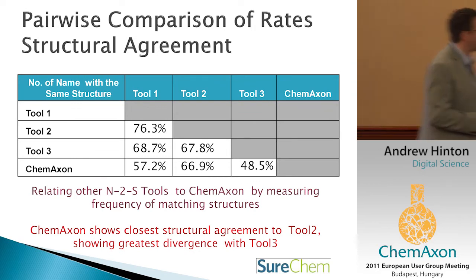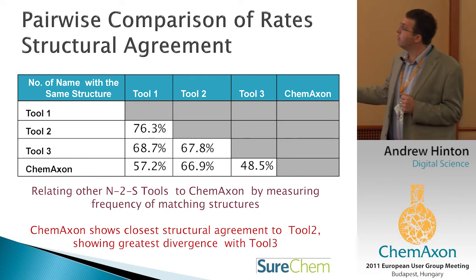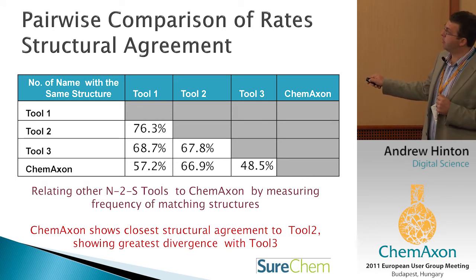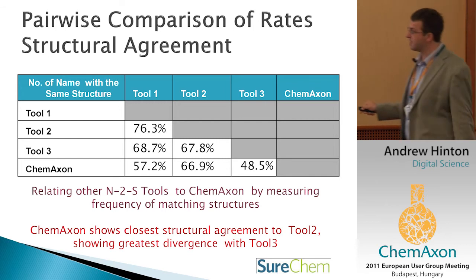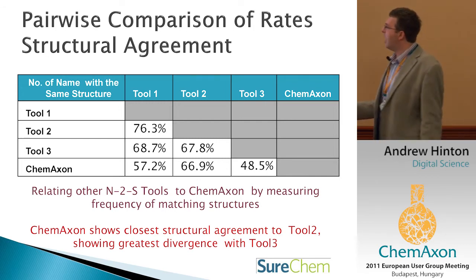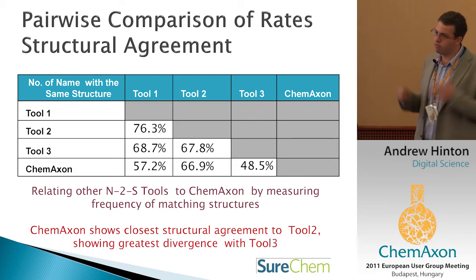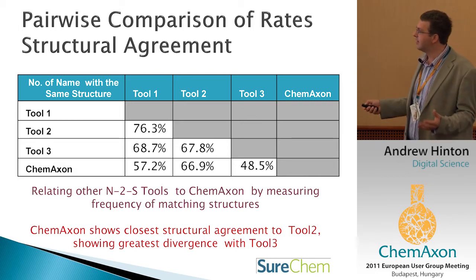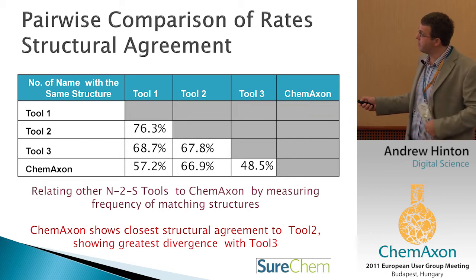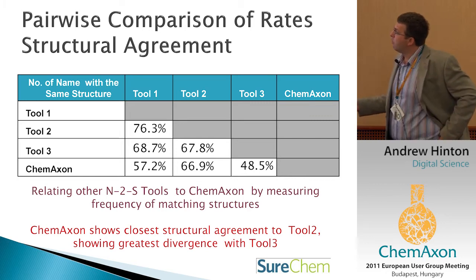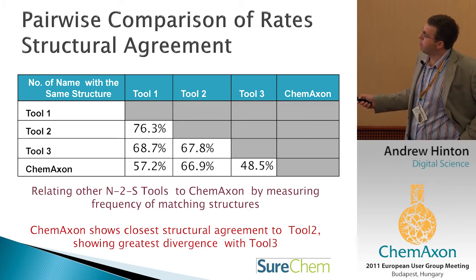So we just wrapped that up, but before we did that, on that type of comparison of rate of structural agreement, we looked at the pairwise agreement, and this gave us a little bit of insight into how the different tools could be related to each other in a broad number-based sense. It shows the proportion of the number of names with the same structure between 2 tools that intersect each other.